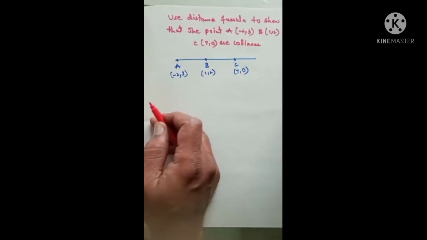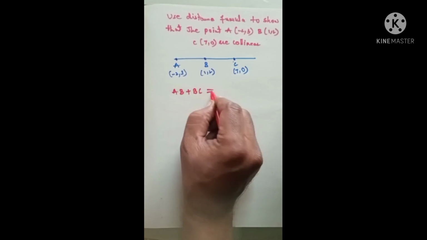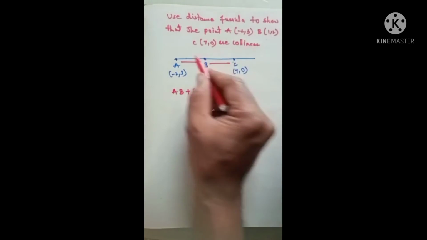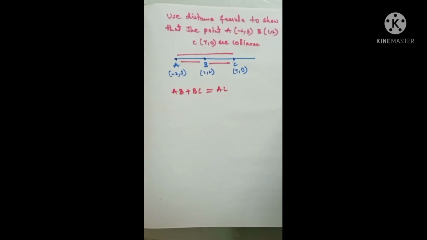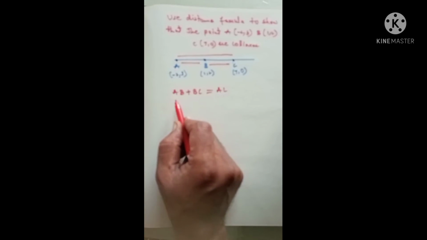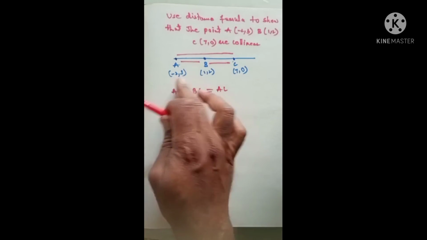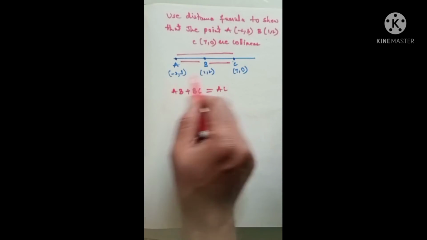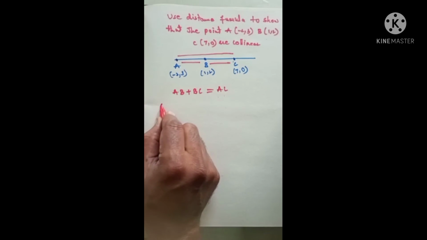If they are on the same line, you want to show that AB plus BC should be equal to AC. AB means the distance between these two, BC means the distance between these two, and that should be equal to the distance between AC. If this condition is accepted, because here we are using the distance formula, you need to use the distance formula. So if you prove that AB plus BC is equal to AC, then according to the given question, these 3 points satisfy it, and we can write that A, B, C are collinear. First you find AB.